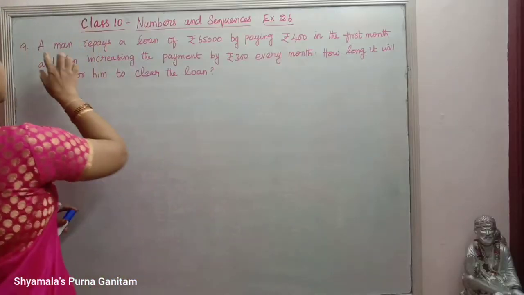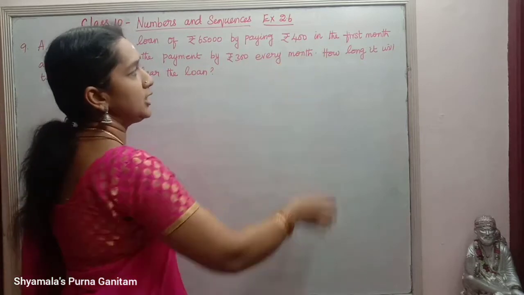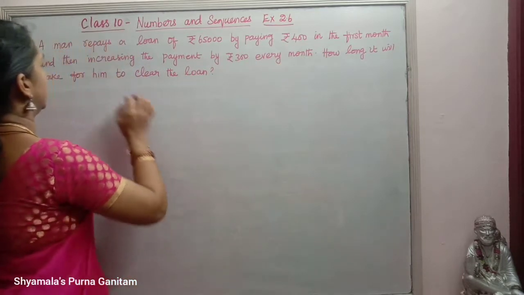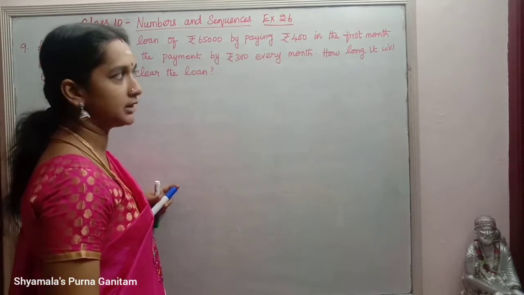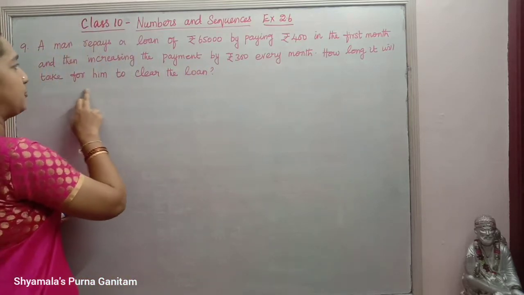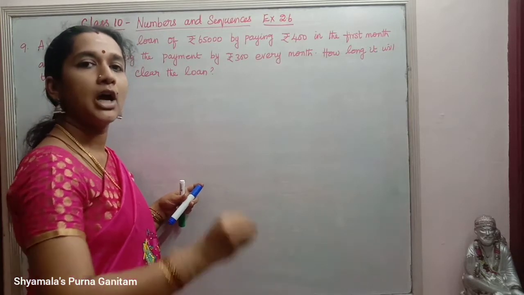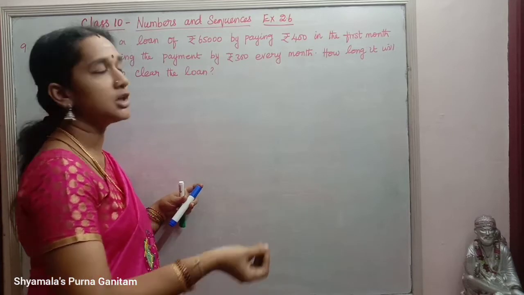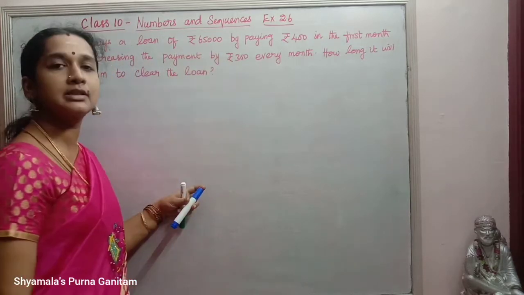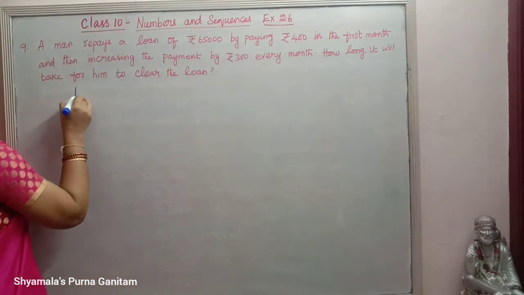The next sum is: a man repays a loan of rupees 65,000 by paying rupees 400 in the first month and then increasing the payment by 300 every month. How long will it take for him to clear the loan? So we are asked to calculate how many months he has to pay so that he will pay 65,000.